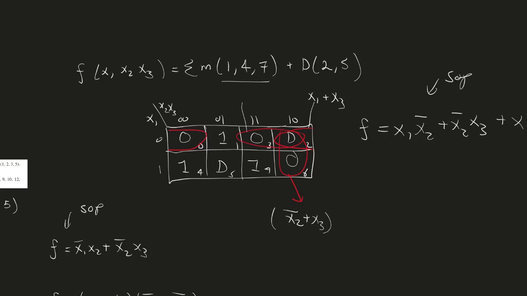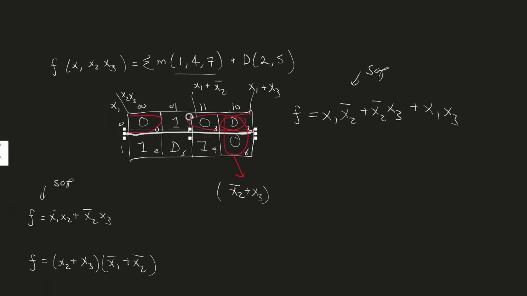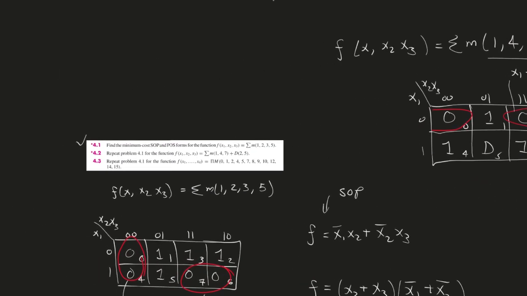And the last one is this one. It's x1 plus x2 naught. Okay, so it's going to be x1 plus x3, x1 plus x2 naught, x2 naught plus x3. Okay, so that's another one solved.